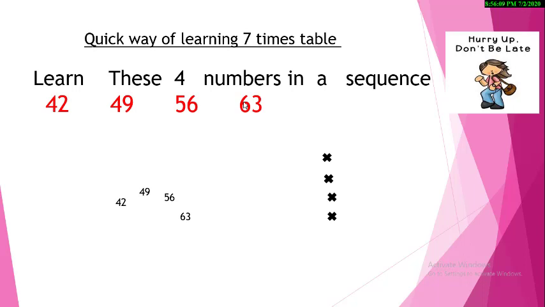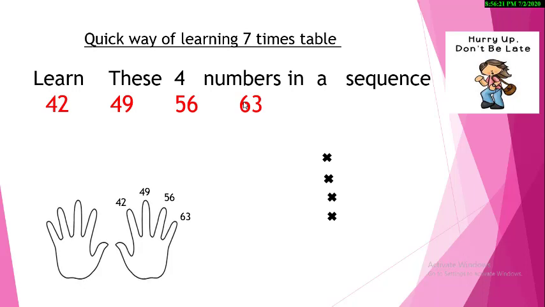Please don't spoil the sequence of these four numbers, and just learn it. 42, 49, 56, 63. Okay, and now what you're going to do is look at your four fingers. I can't show you because this is not an online class, this is a recorded lecture. So you will just take out your four fingers as shown in the picture.